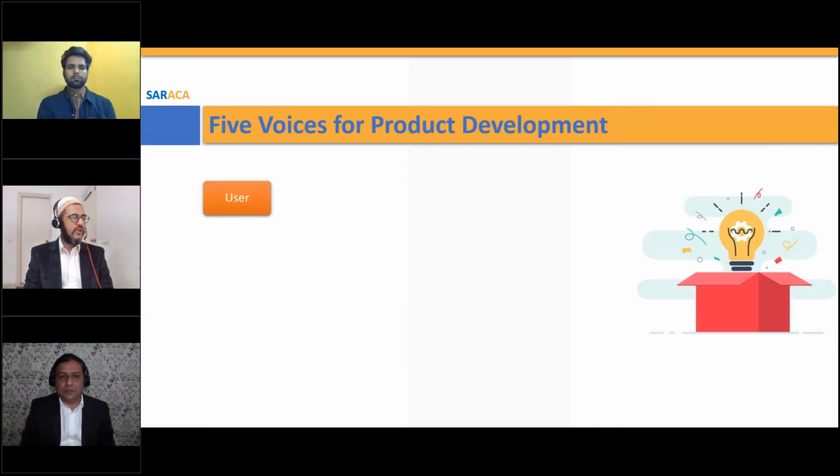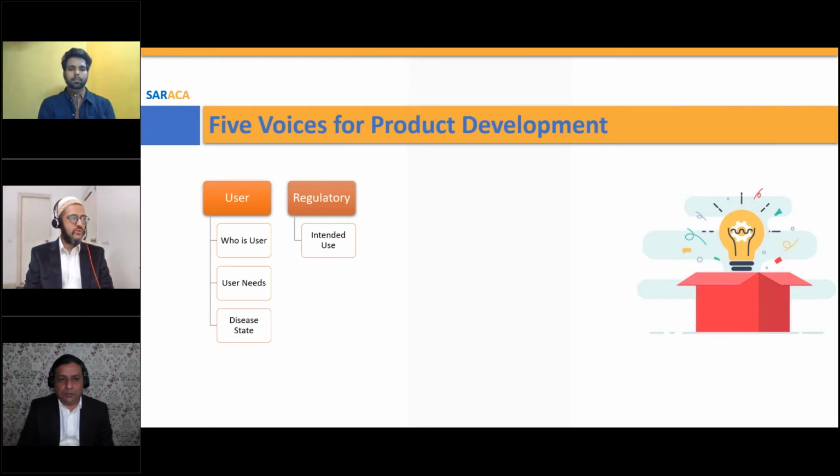So when we talk about the user, what do you want to know? Who your user is, their needs, the disease state. There could be more in that user list, but these are some of them which I have listed. The disease state you want to understand fully, like what kind of disease state you're targeting. If you talk about regulatory, then the intended use you want to define clearly. Then you want to look at some of the clinical data which is present, some complaint data for that particular device which is there in the market.